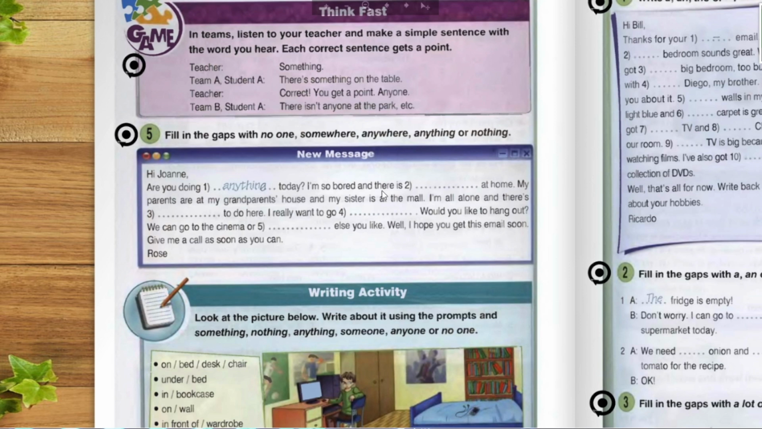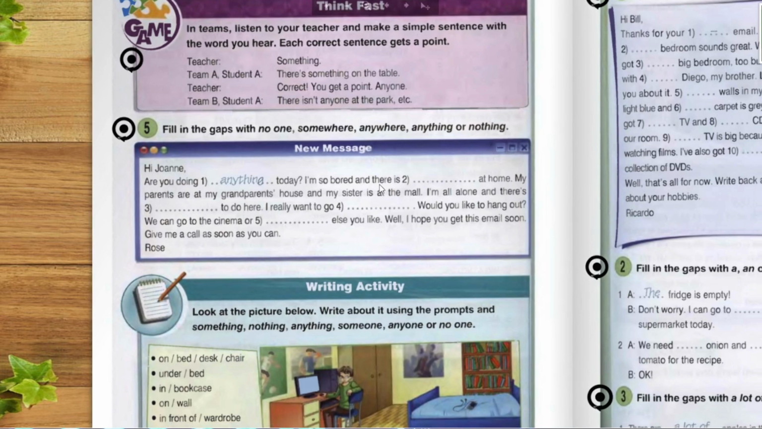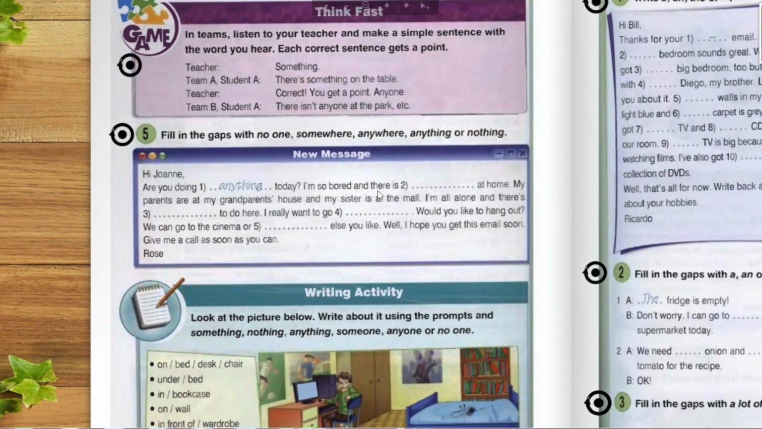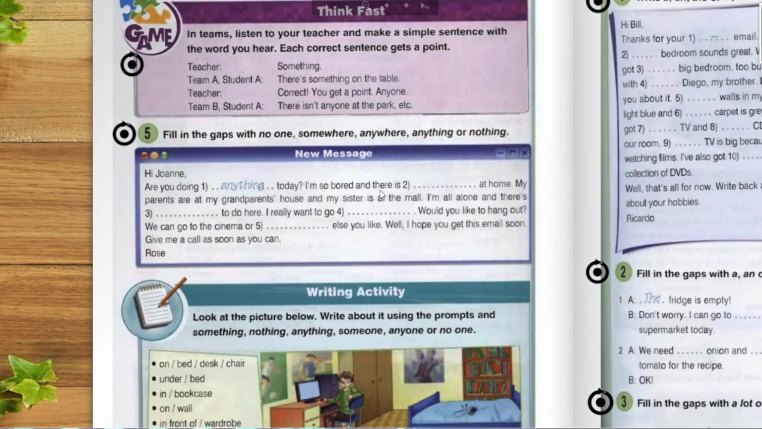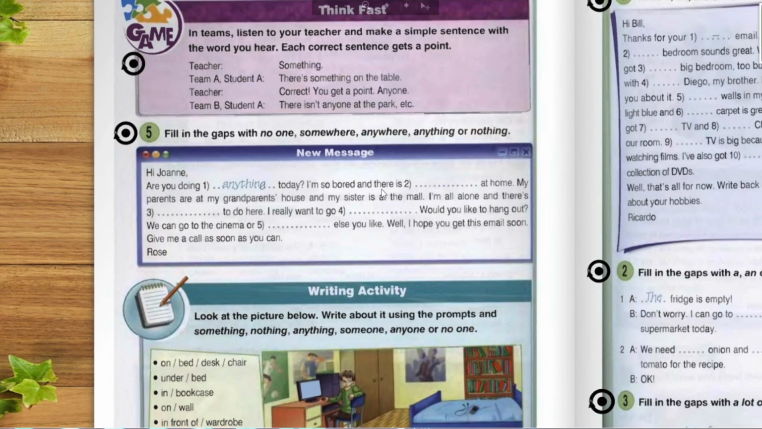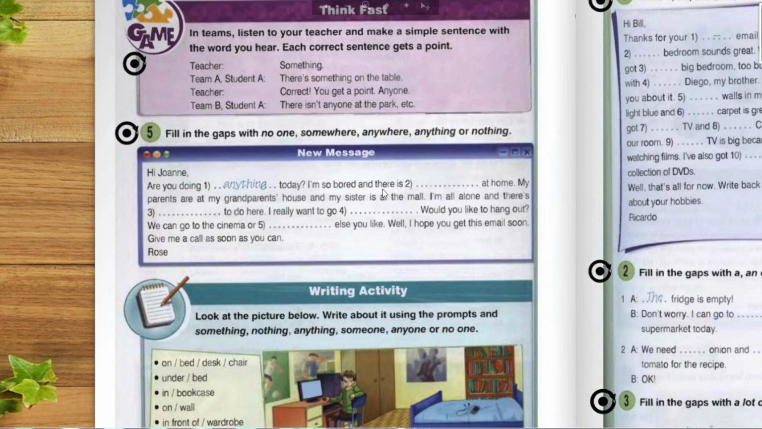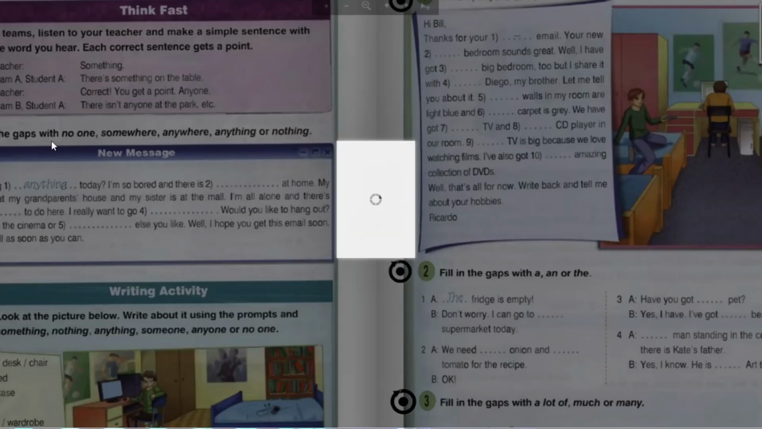Hi, Juan. Are you doing anything today? I'm so bored and there is no one at home. My parents are at my grandparents' house and my sister is at the mall. I'm all alone and there is nothing to do here. I really want to go somewhere. Would you like to hang out? We can go to the cinema or something else you like. Well, I hope you get this email soon. Give me a call as soon as you can, Rose.